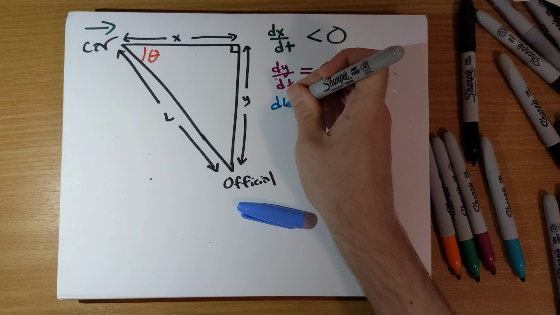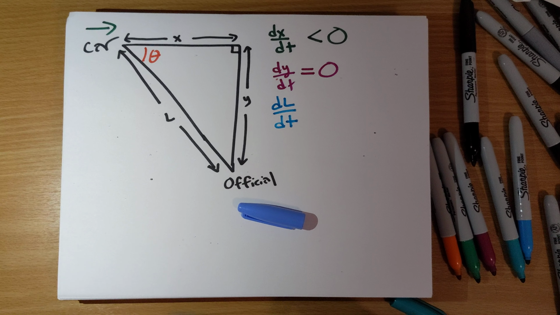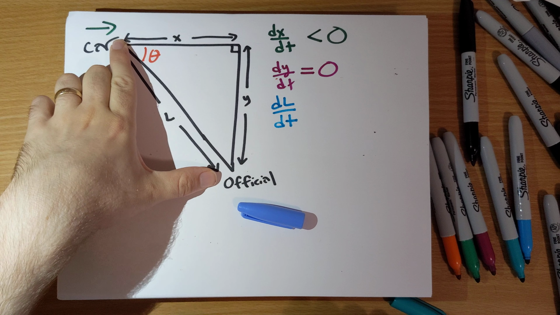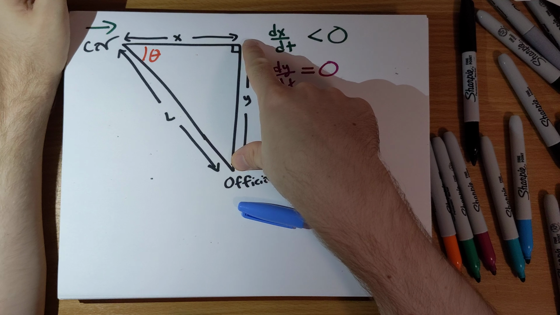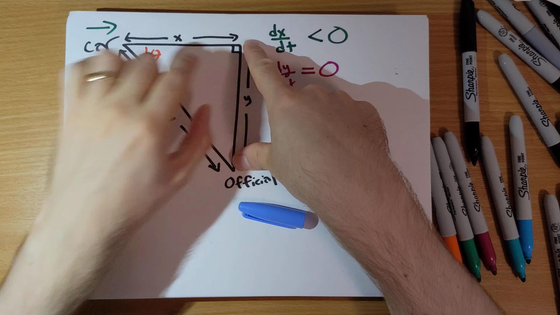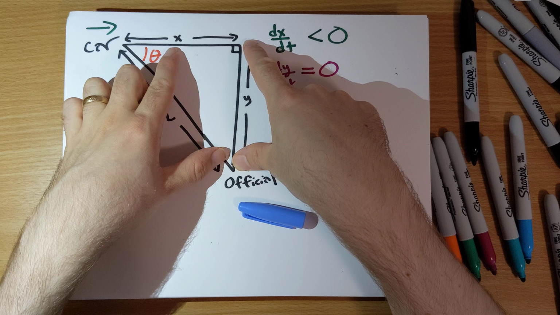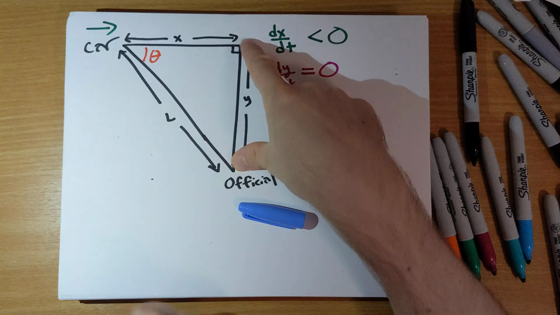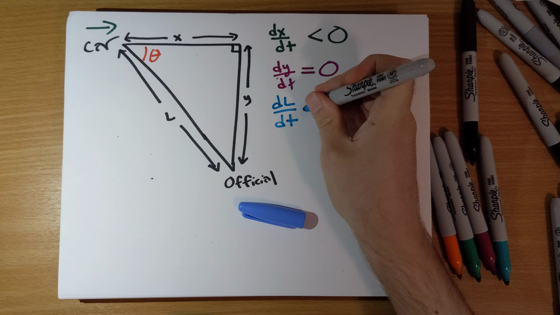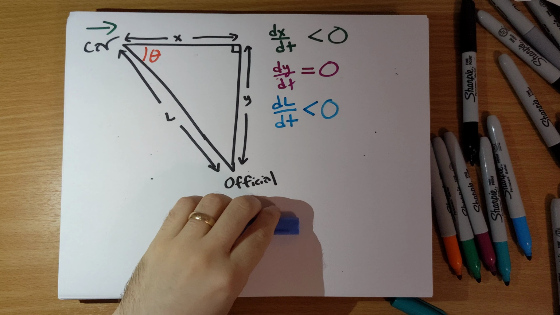Okay, part C here, dl dt, that's the distance from the car to the official. This is staying put. This is getting shorter and shorter, so L is also getting shorter and shorter. L is getting smaller and smaller. So dl dt is negative.